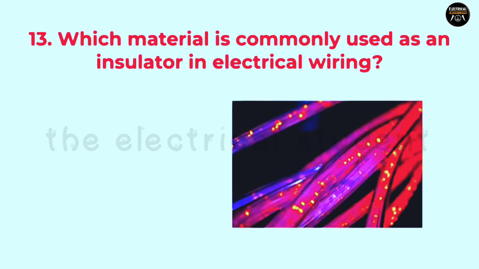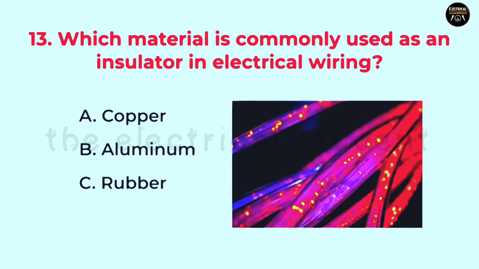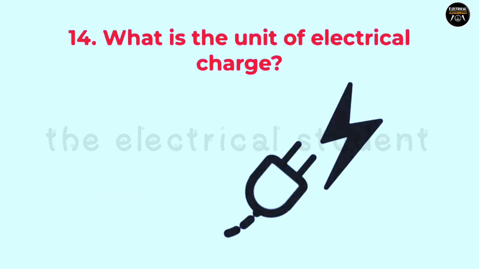Which material is commonly used as an insulator in electrical wiring? A. Copper. B. Aluminum. C. Rubber. D. Silver. The correct answer is option C. Rubber.